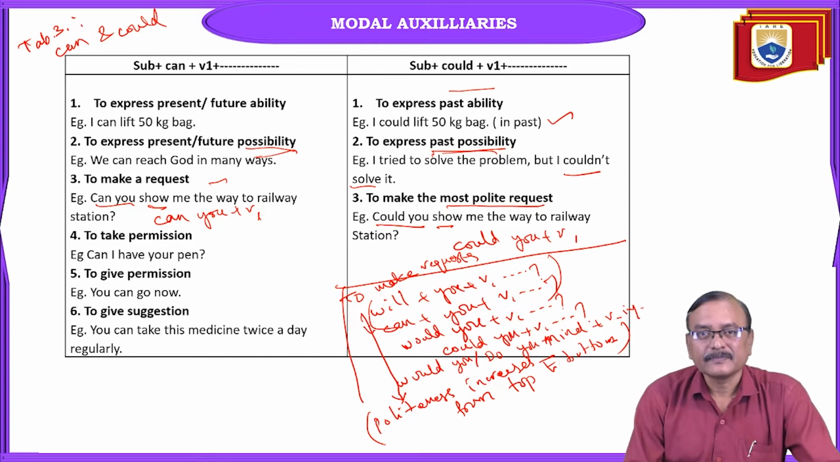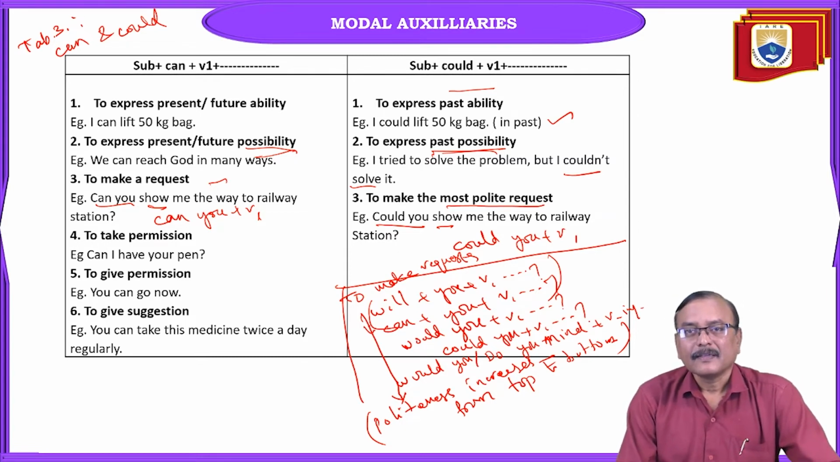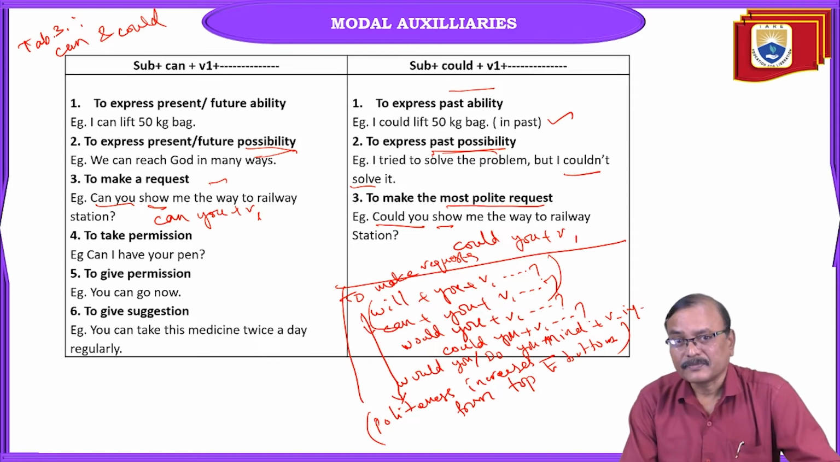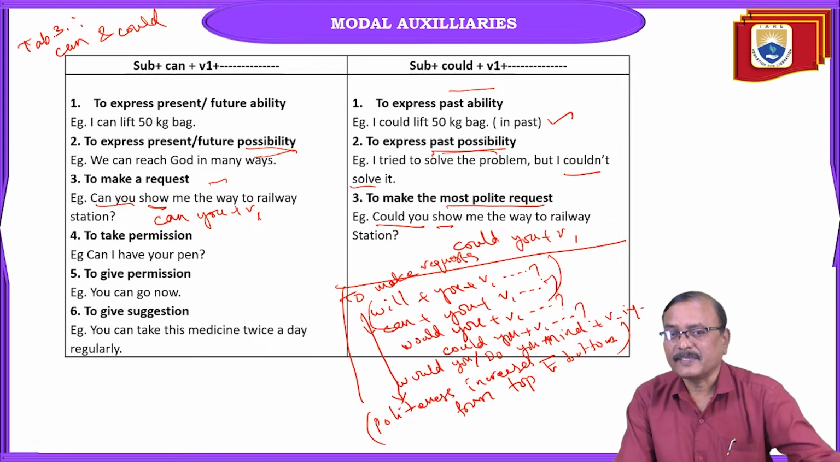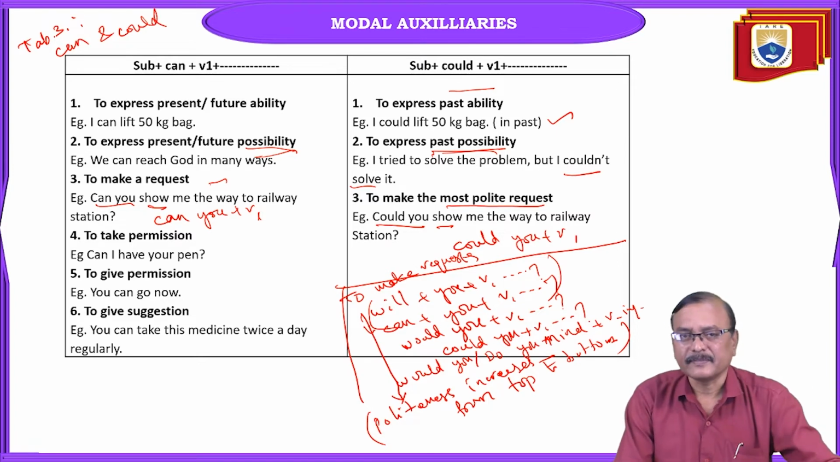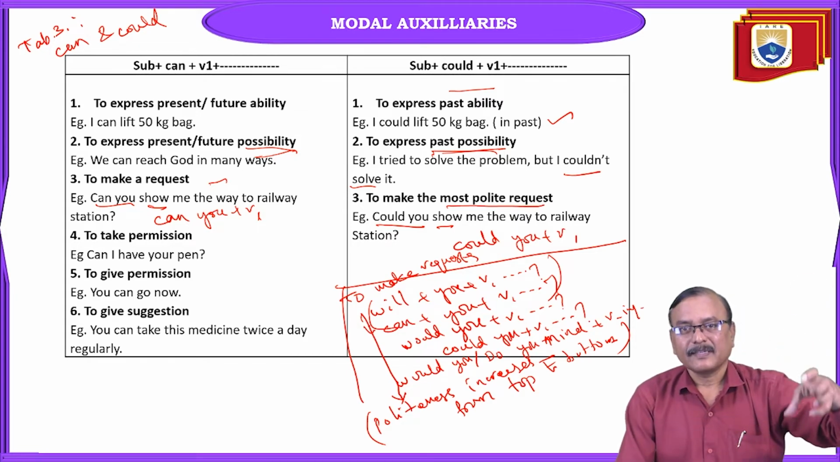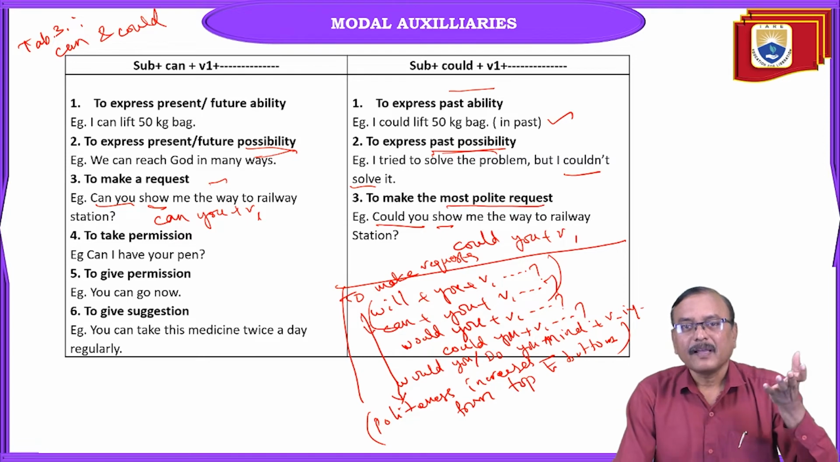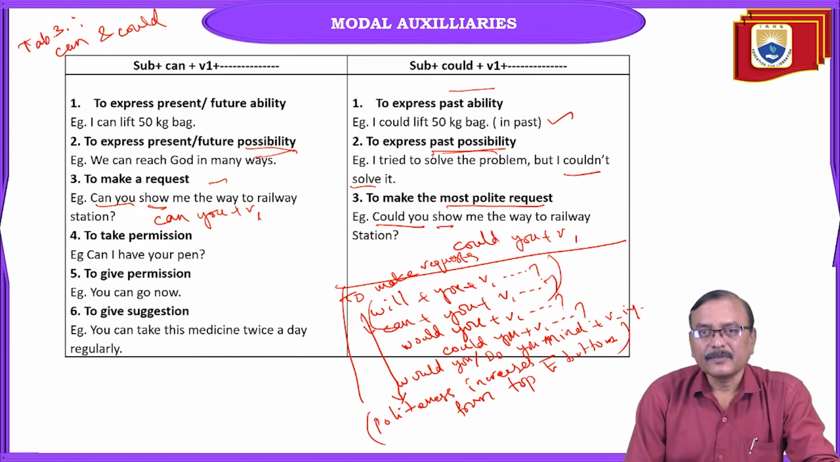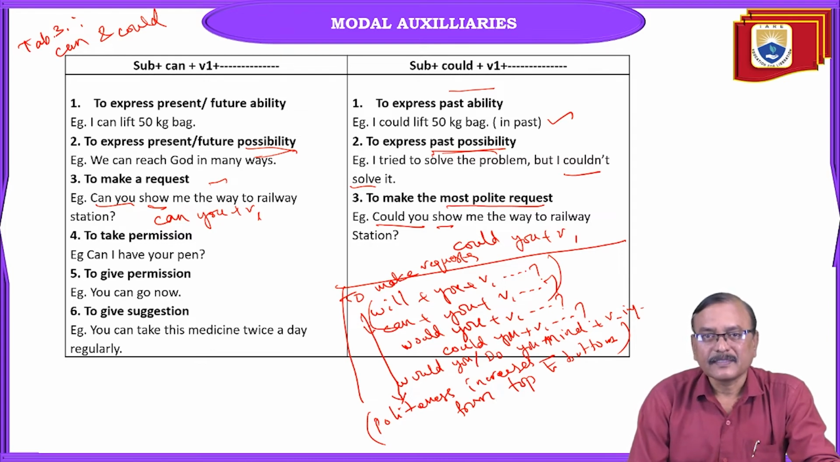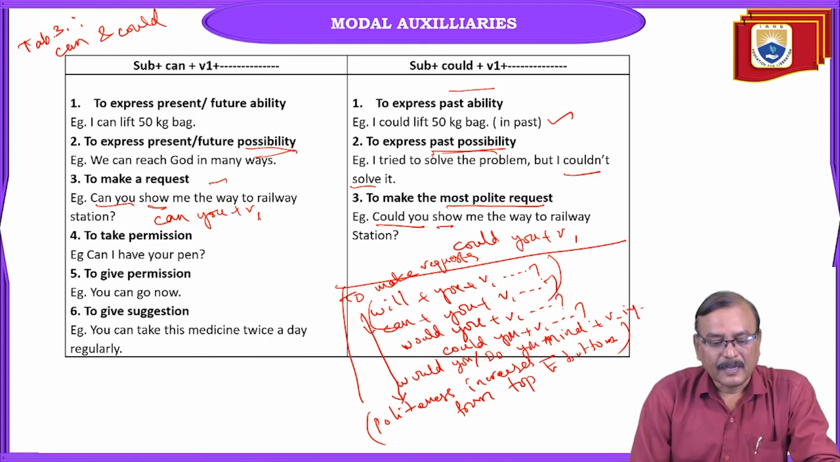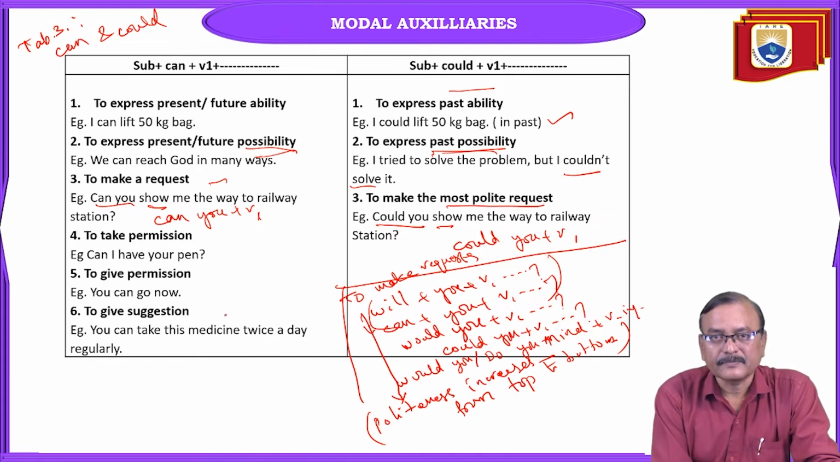Can I have your pen? Yeah. Can I go out? Yeah. We can ask may I go out? Okay, generally the answer will be yes. That is very common. But can I is not common. Just something it should have some occasion, some specialty. Is it clear? You can go now. Is it clear? Right? Next, to give suggestion.